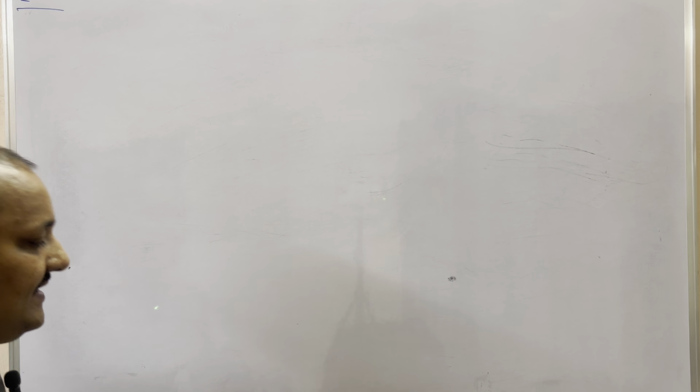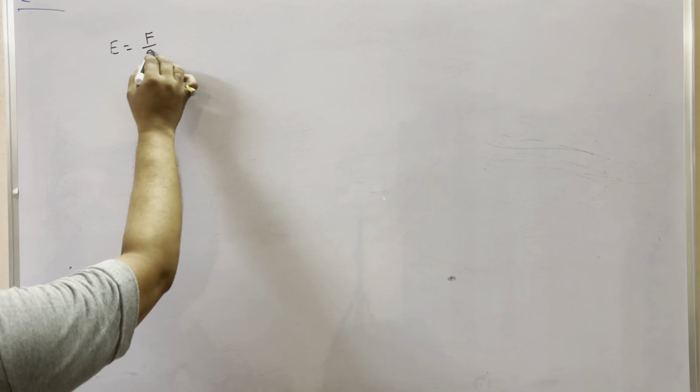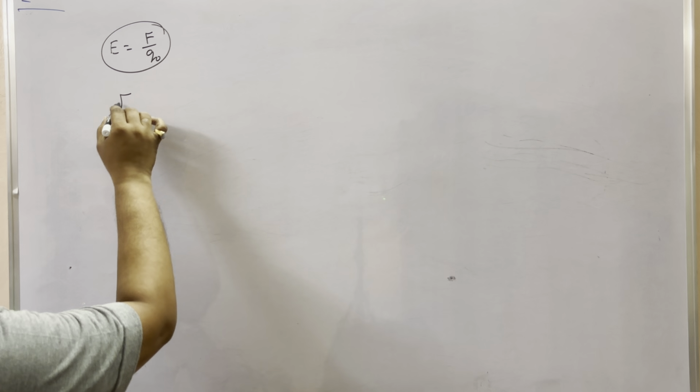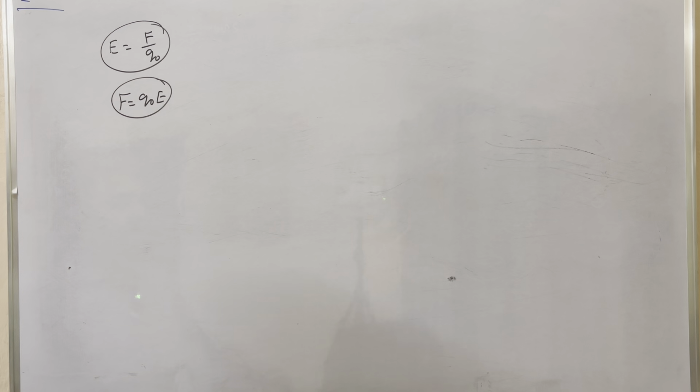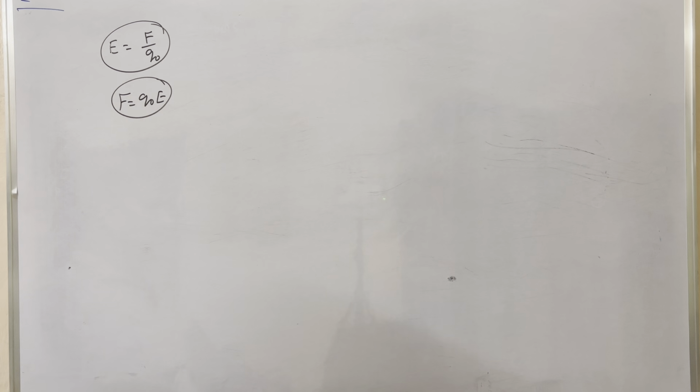In the previous class we discussed electric field and intensity of electric field. So now, how are they going to ask problems on that? We define electric field intensity E equal to F by q naught. According to this, F is equal to q naught E. So the amount of force acting on a charge placed in an electric field is given by this equation. And we have some properties.